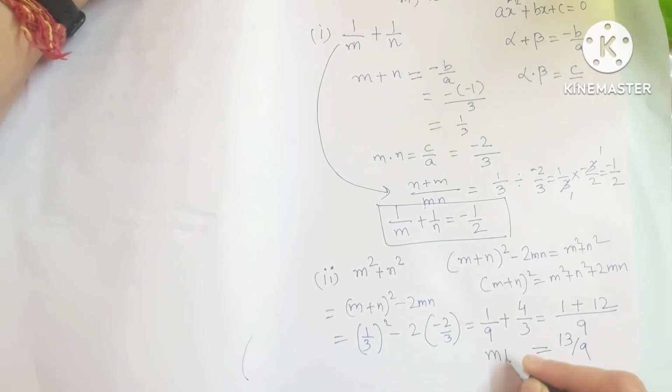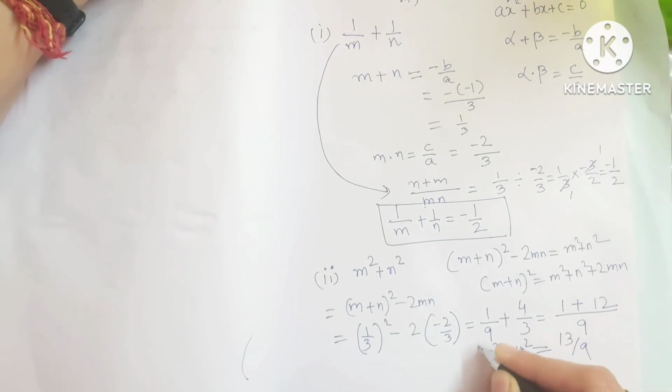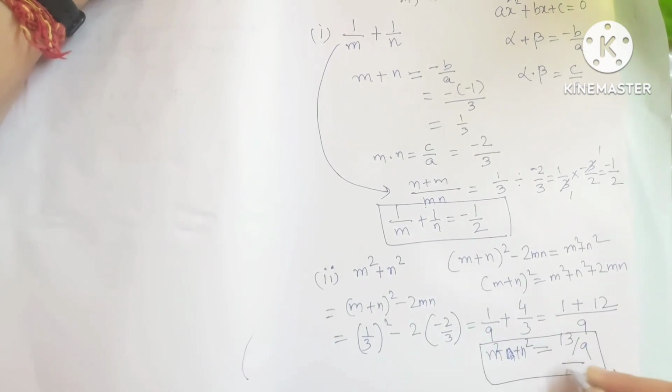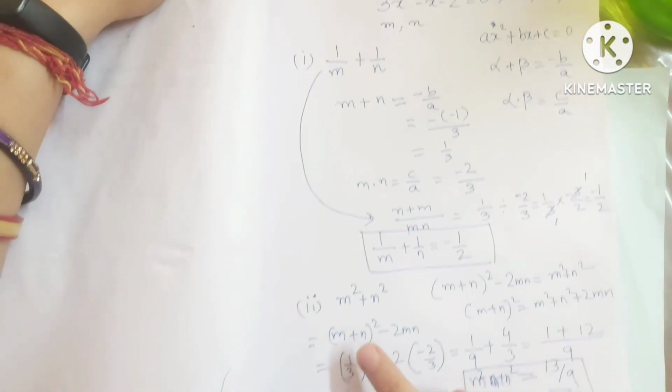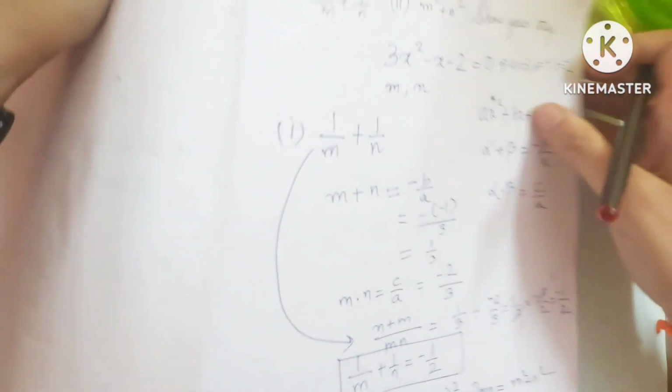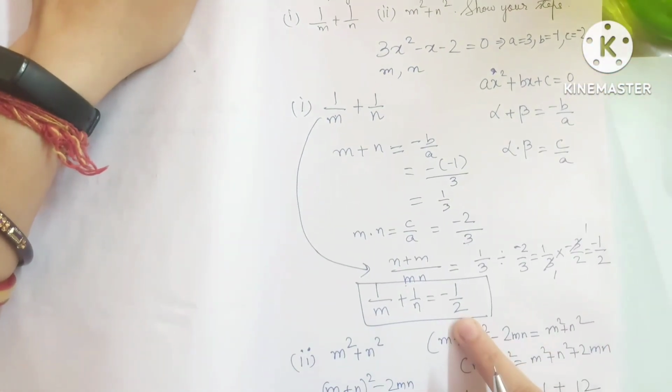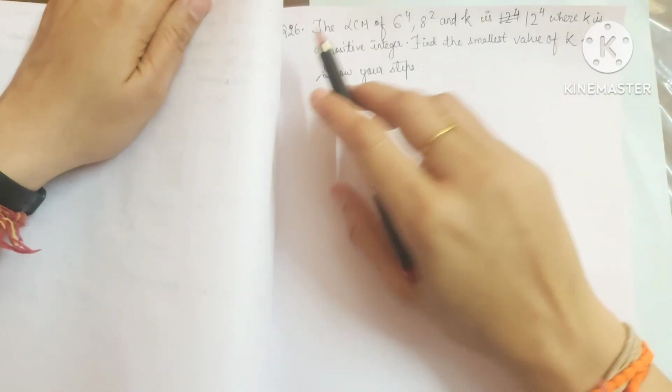What will be the value of m square plus n square? Finally it is 13 by 9. This is the answer for question number 27. 2 13 by 9 and 1 is -1 by 2. So let's start with question number 26.